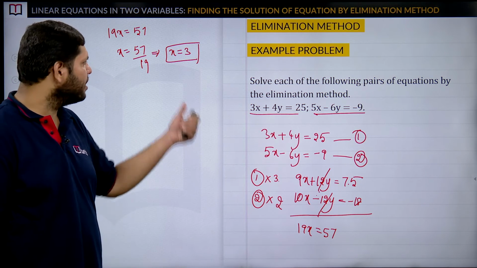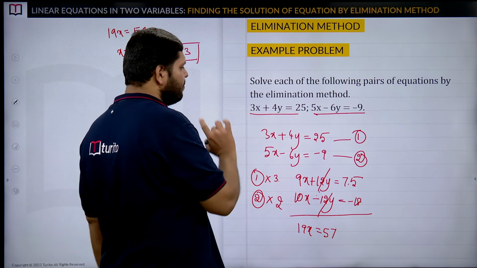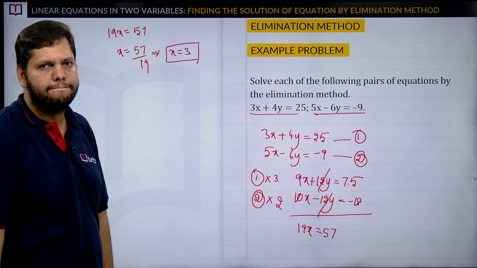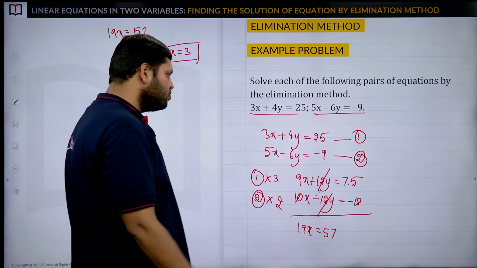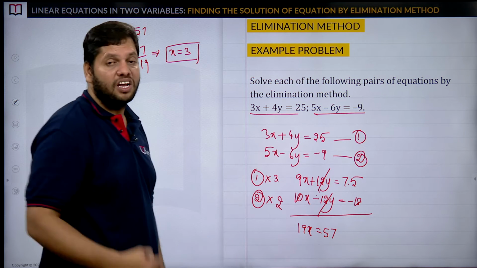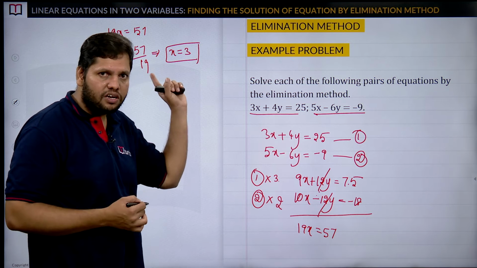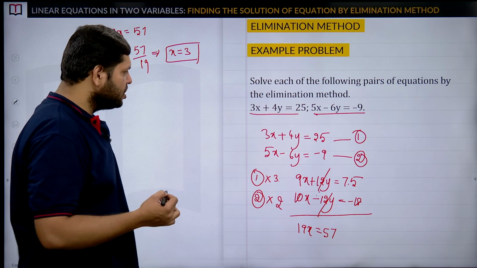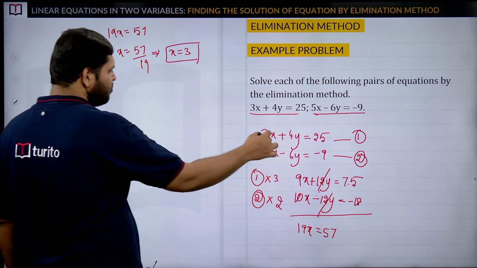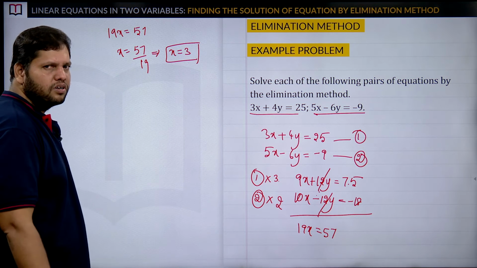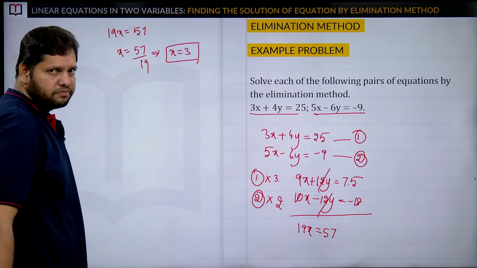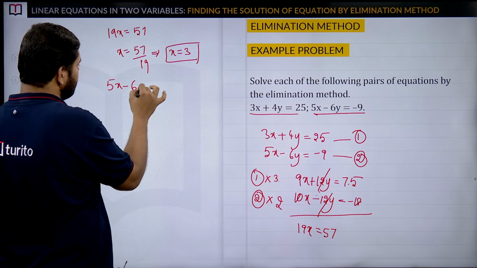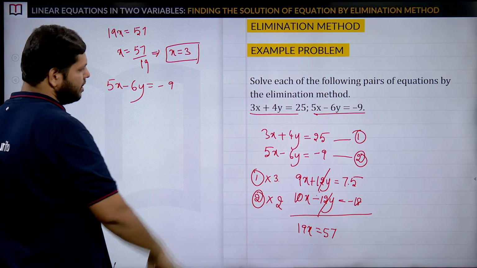Okay, children, so I got the x value. Again, I want to find the y value. So how do we find it, children? Take any one of the equations and substitute the x value, and we get the y value. So take the first equation, children, because it is simple; otherwise you can go for the second equation also, it is up to you. Okay, let us go with the second equation. What is the second equation here? 5x minus 6y is equal to minus 9.